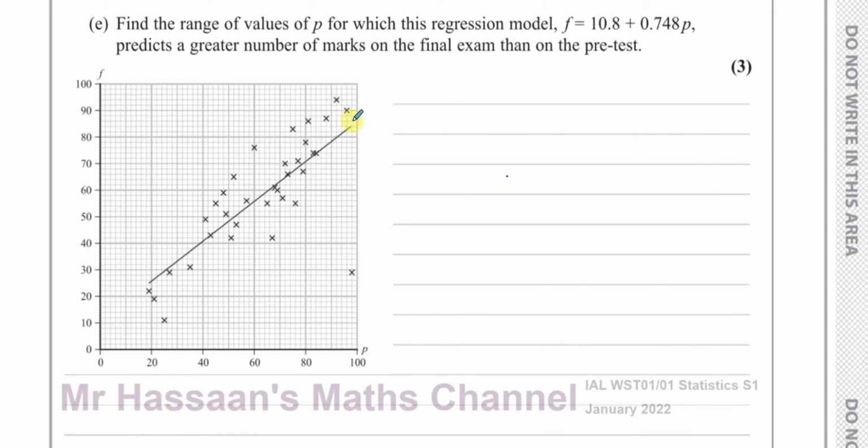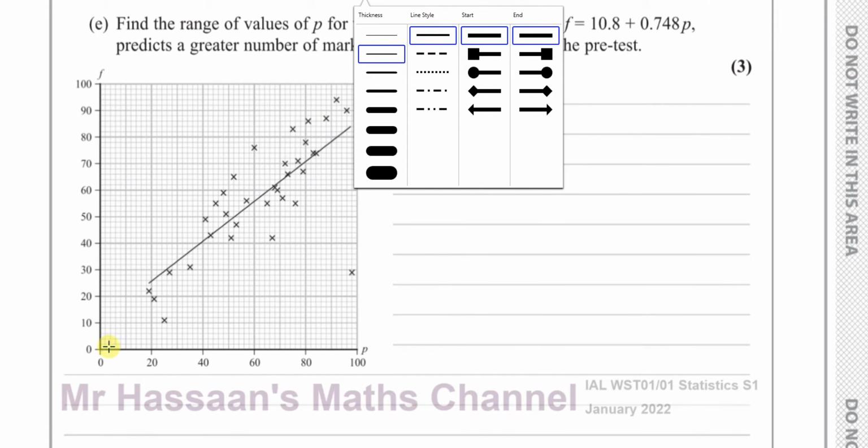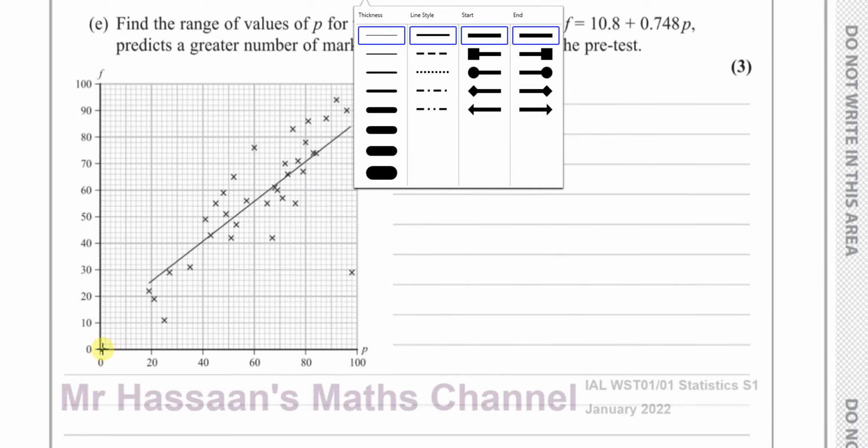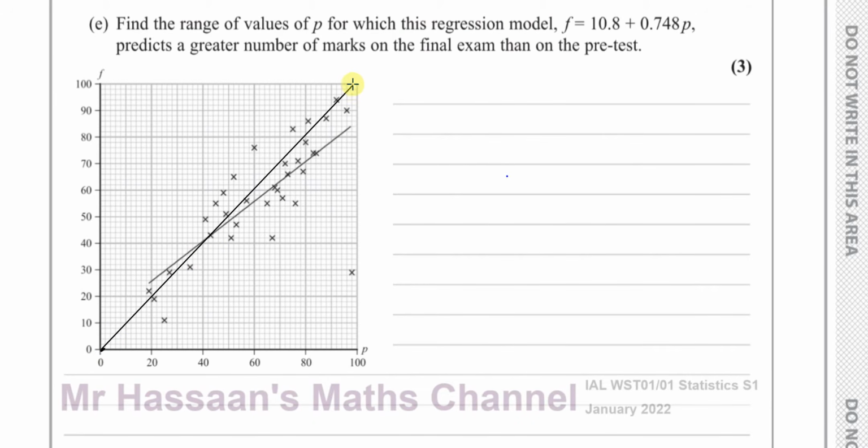Okay, so we're going to find the range of values of P for which the marks on the final exam are greater than that on the pretest. So they'll be equal to each other along this line. Let me make the line a bit thinner. This line is where the pretest and the final mark will give you the same value. So this will be where they're the same. That's where you can say is the line f equals p. And this is our regression line.